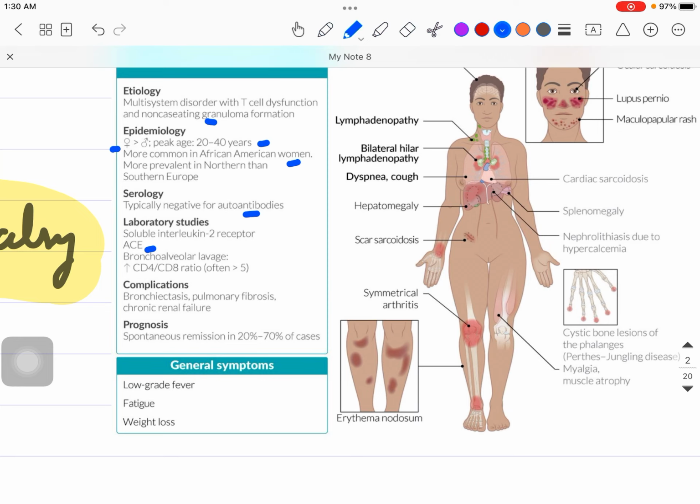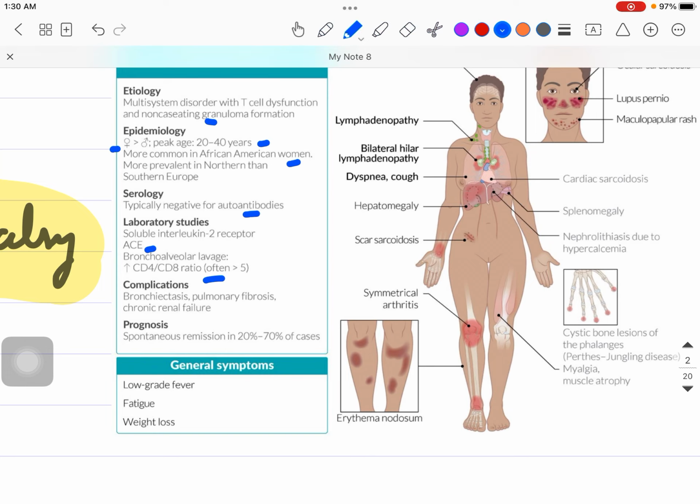ACE levels, because I told you that epithelial cells in the granuloma are capable of releasing the ACE enzyme. So if you are seeing elevated levels of ACE in the blood, that means yes, there is a granuloma which is releasing this abnormal level of ACE. So that can make the diagnosis. Bronchial lavage CD4 CD8 ratio, again same, more than 2 or more than 5. Soluble interleukin 2 receptor, you can check with that also.